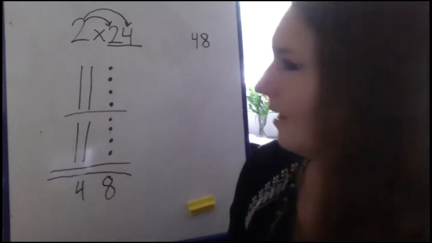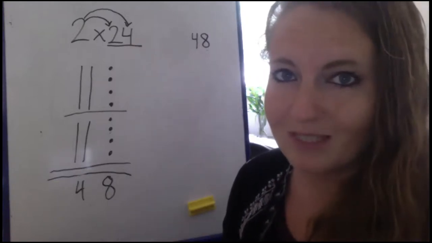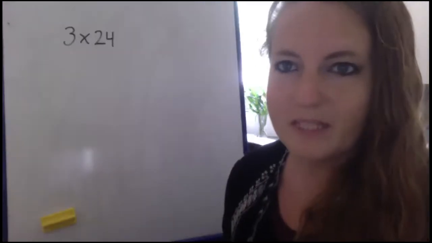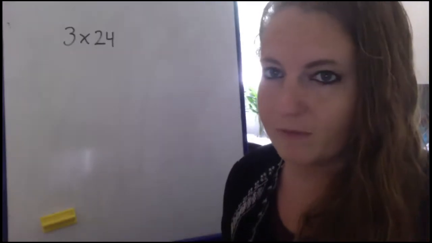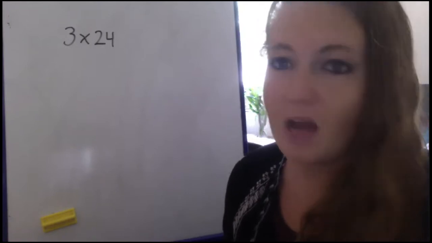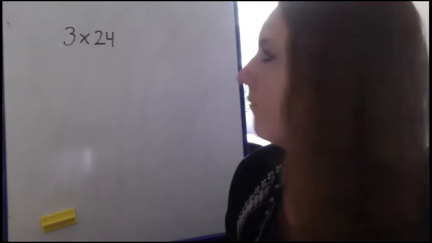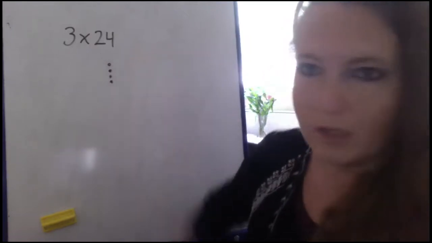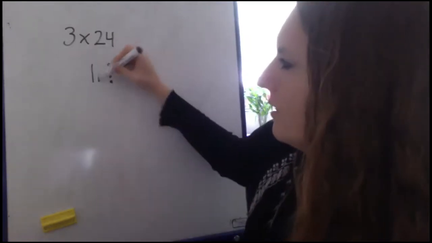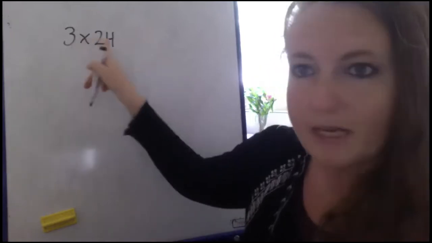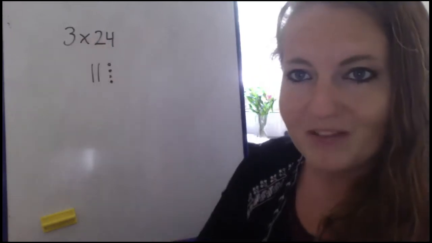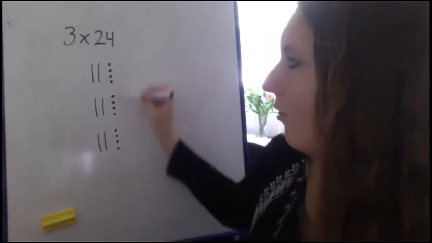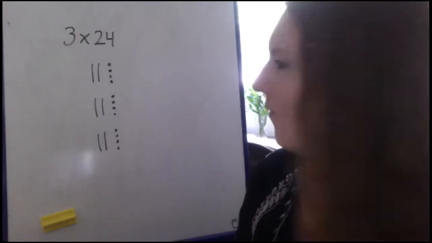But let's also look, it's very important to see what happens when we need to regroup. This time I have 3 times 24. So we're going to use the same strategy here. I'm going to start by drawing my 24 in ones. So same thing, 4 ones and 2 tens. Now I need 3 of them. So let me do that really quickly. So you can see here that I have 3 24s.